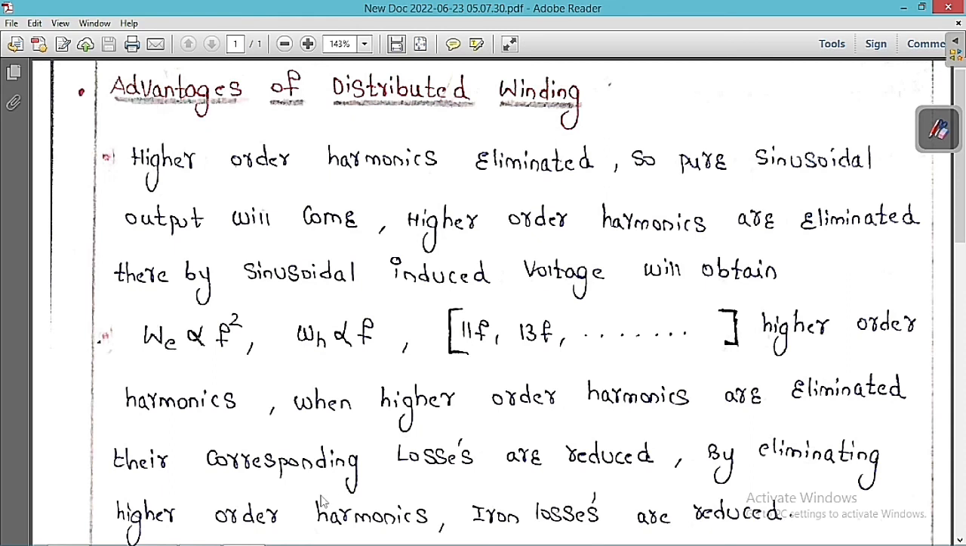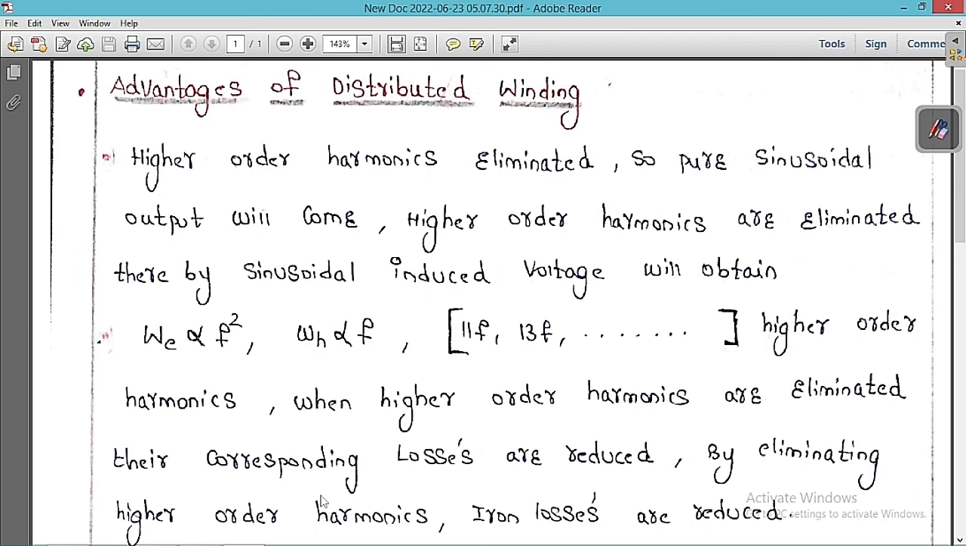If you eliminate the higher order harmonics, then the iron loss is also going to decrease, because as frequency increases, the losses also increase in this fashion. The summation of the hysteresis and the eddy current loss is called iron loss. So we can decrease them if we remove these higher order harmonics with the help of distributed winding. We can easily eliminate them.